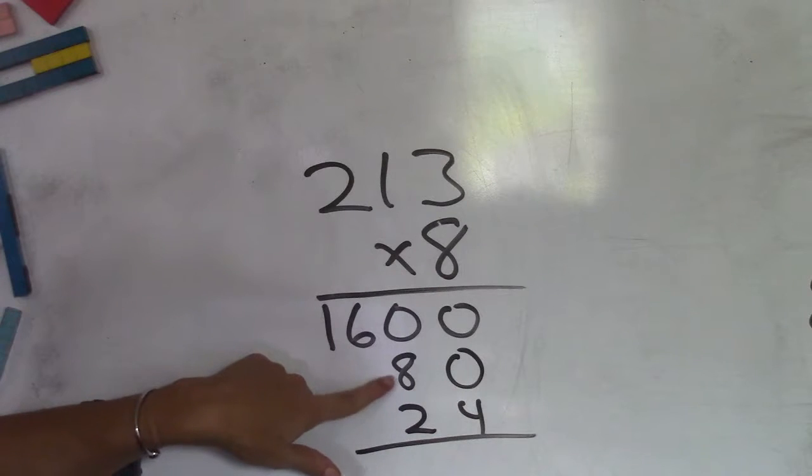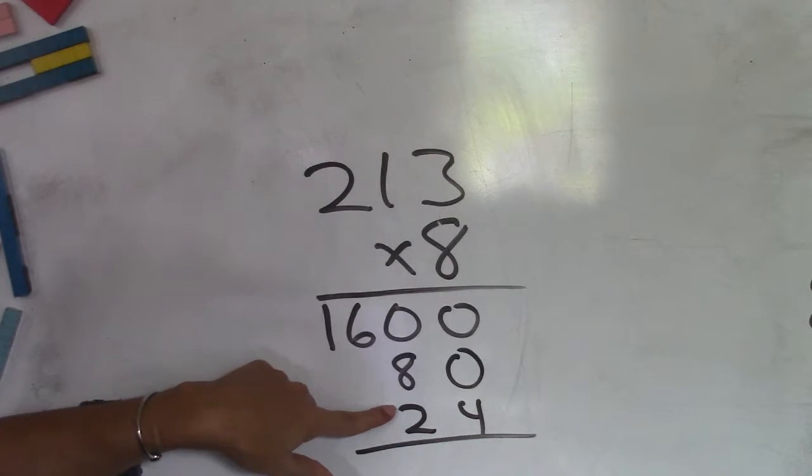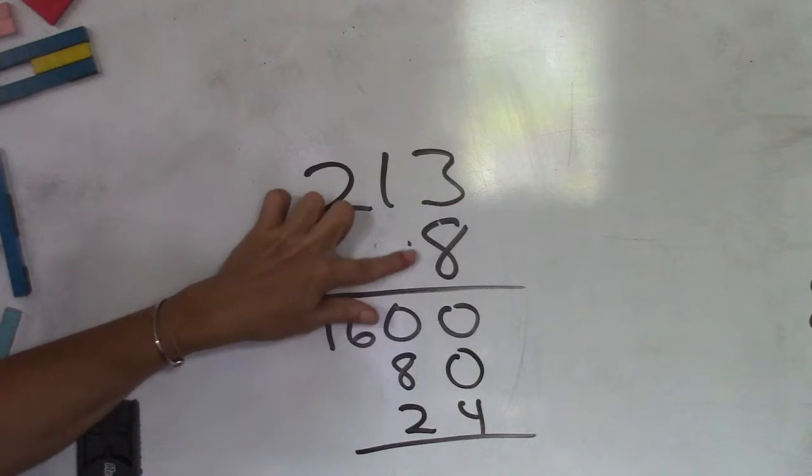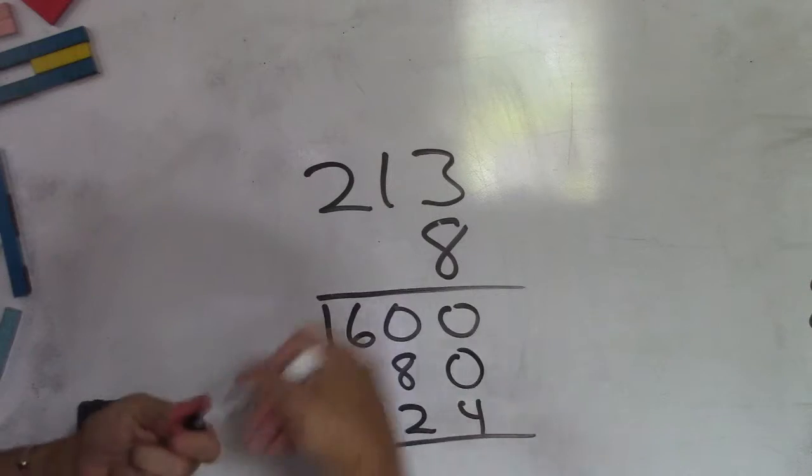We got an extra 100 hiding over here. I forgot to add the 80, because 8 times 13 is 104, not 24. All right. So now let's make this 18.